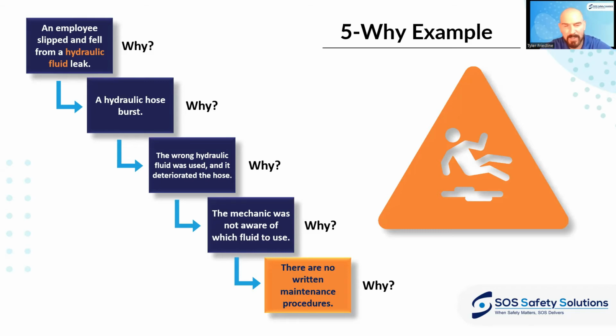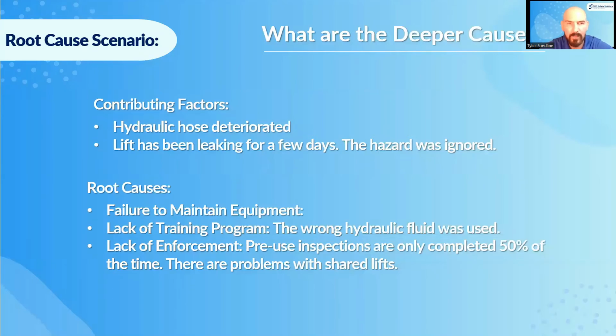Again, if they just replace the hose, the mechanic's going to continue using the wrong fluid, and they never got to the root cause. Perhaps they stop at the 4th why, and they just train them on what fluid to use. But the reality is a mechanic could use the wrong fluid in the future if they don't have procedures and training in place for this example. So this really shows the deeper you dig, the better your corrective actions are going to be, because you're going to be at the root causes or underlying causes.